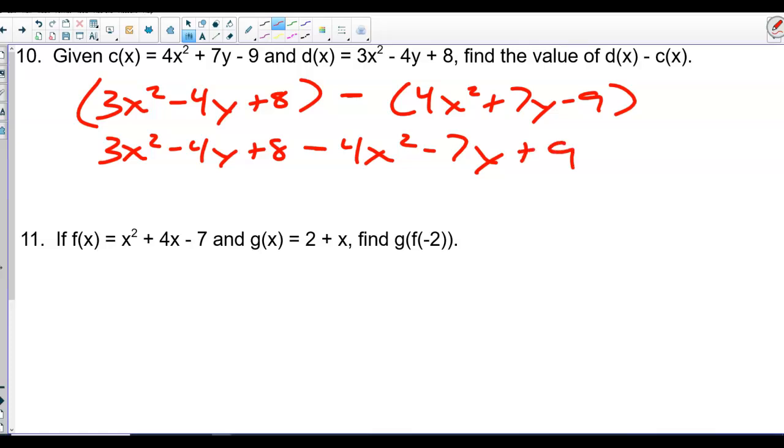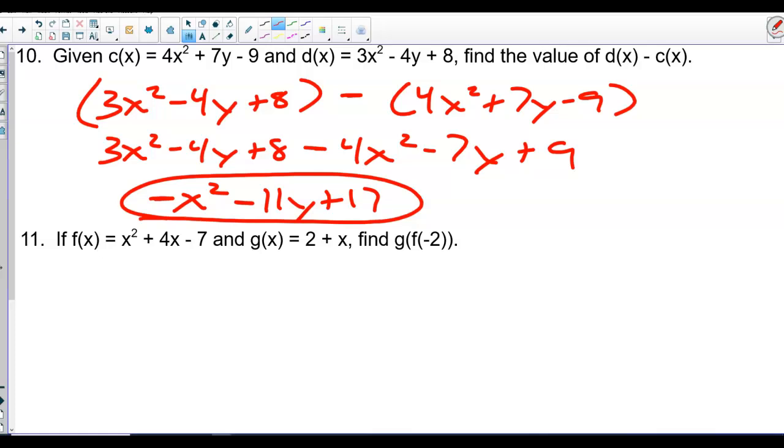That negative goes to both terms, and then I'm combining my like terms. 3 minus 4, negative 1. Negative 4 minus 7, negative 11. 8 and 9 is 17. There's your answer.